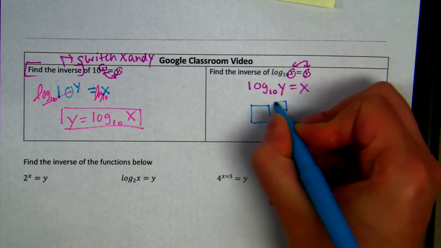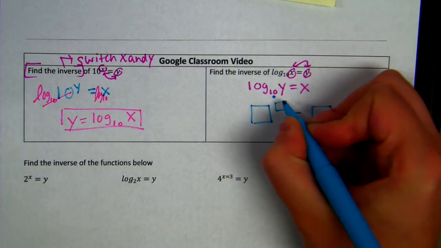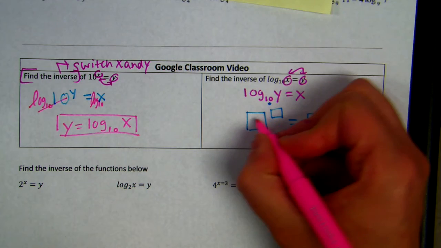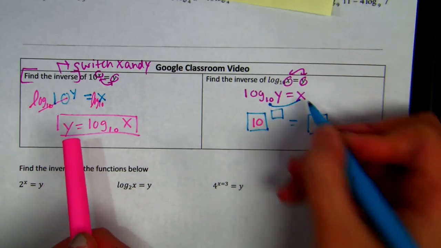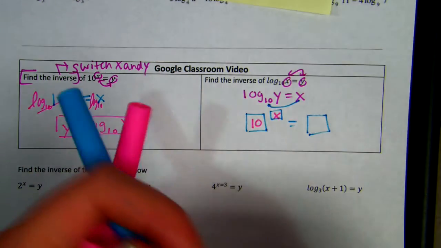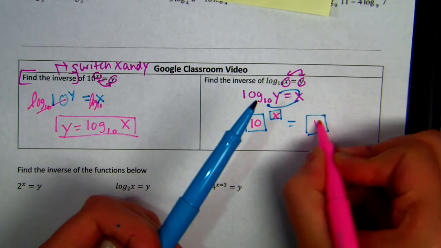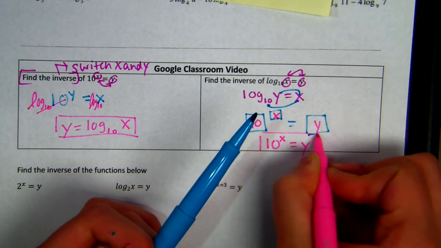I'm going to go to exponential. So I'm going to set up my boxes. And I start here with my base. So my first number is going to be 10, over to the other side of the equal sign. So 10 to the power of x equals back over this way equals y. So at the end of the day, I end up with 10 to the power of x equals y.